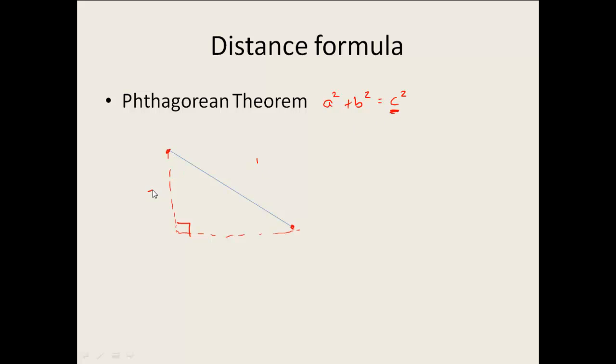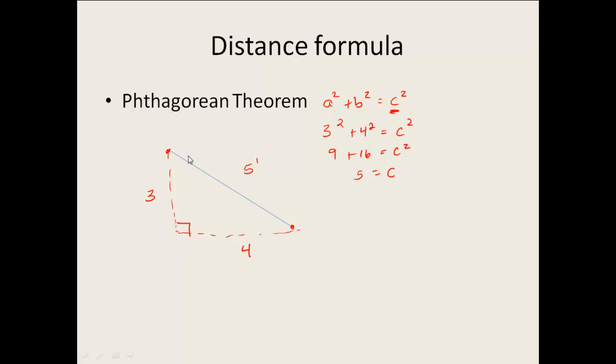So if I had this side be 3 and this side be 4, I could do 3 squared plus 4 squared is equal to c squared. And when I solve that out, I end up getting c is equal to 5. So I would have a distance of 5.